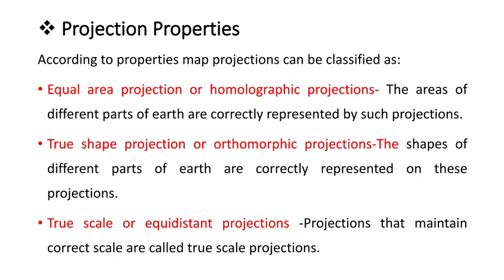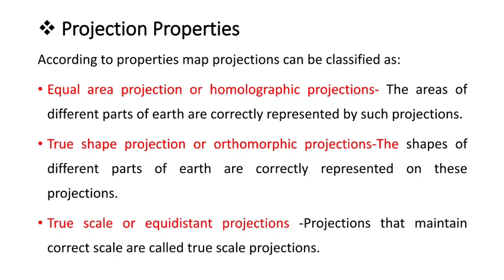In the second type, the true shape or orthomorphic projection, the shape is correctly represented. So in that case we call it true shape projection or orthomorphic. What does it mean? The property being fulfilled there is that the shape is correctly represented. Then third is true scale or equidistant projection. Here the projection maintains correct scale, so it is called true scale.